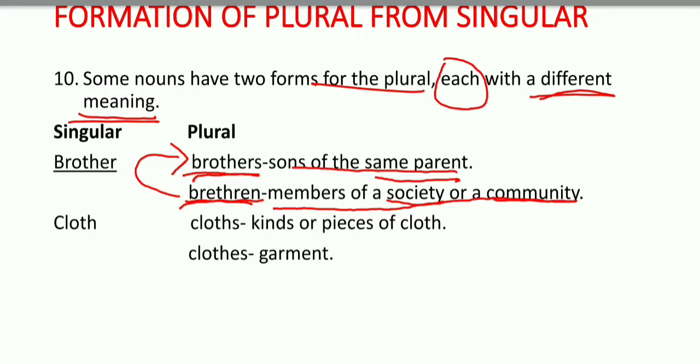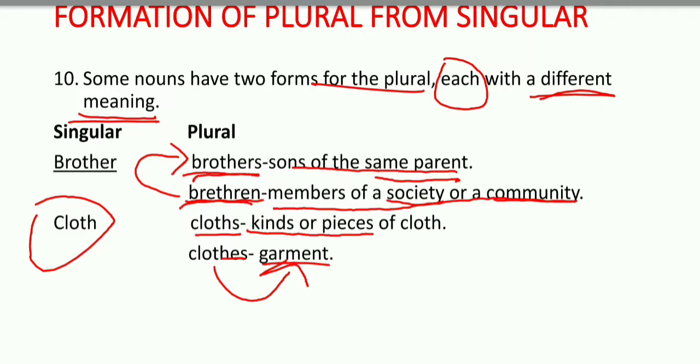And we have next, cloth. Cloth also has two plurals. One is the addition of s: when we only add s to cloth, it becomes cloths, and it means kinds or pieces of cloth. But if we add es at the end of the noun cloth, it becomes clothes, and it gives the meaning of garments. Garments are available in every shop, ready made. We don't need to make them.